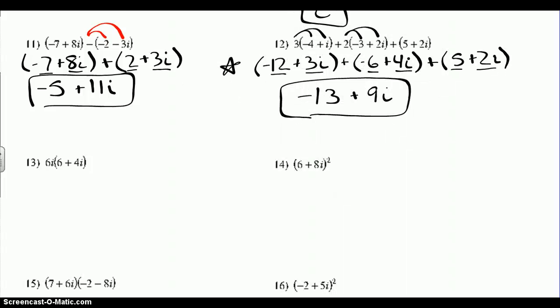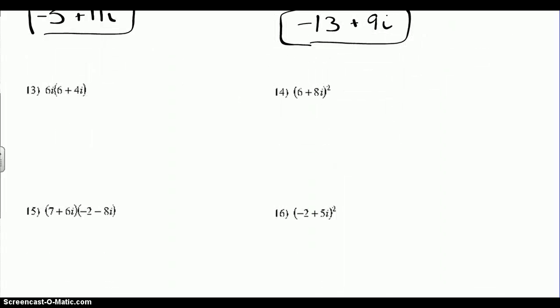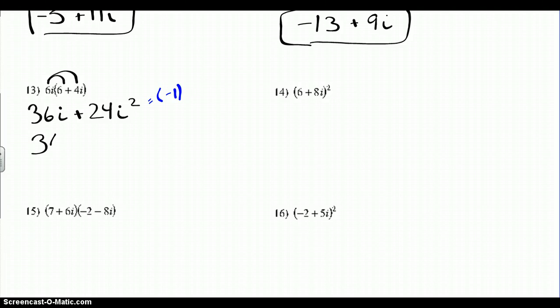Okay, down to number 13. Okay, we worked on this today in class. Distribute the 6i, so we get 36i. And 6i times 4i gives me positive 24i squared. And then we know we can simplify this i squared with -1. We can replace it with -1. So that's going to give you my final answer, 36i minus 24.